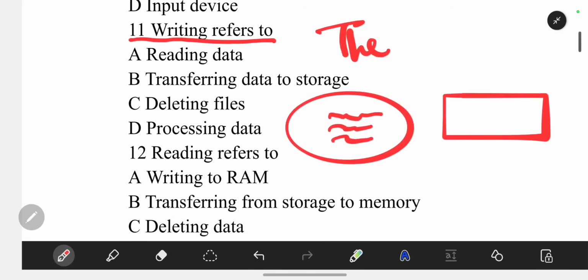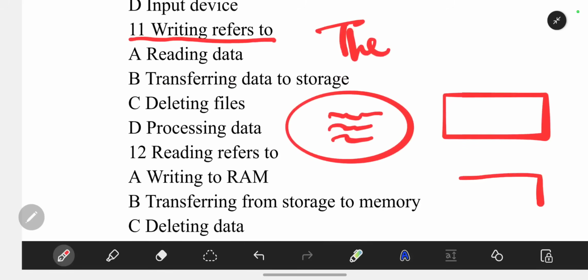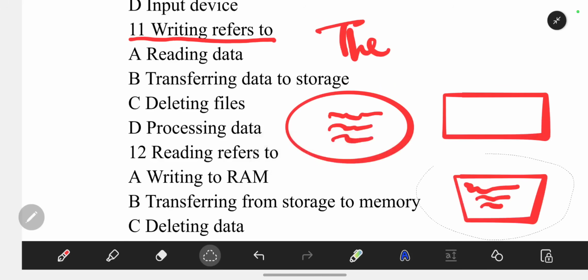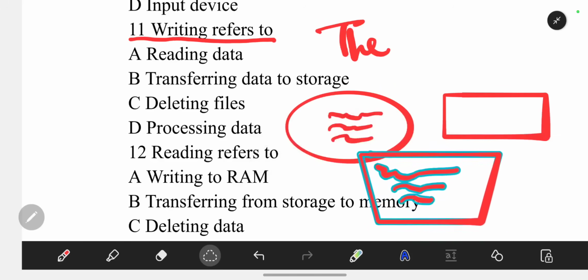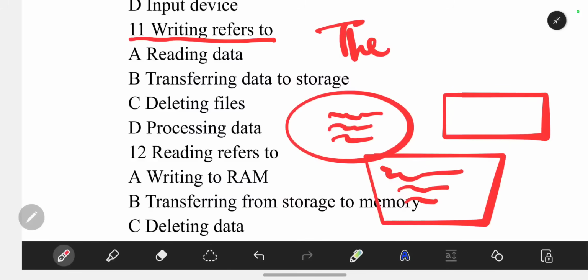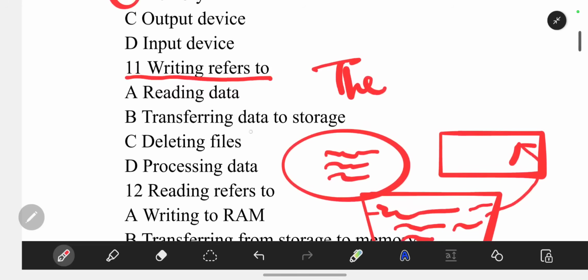Like for example, let's imagine you have been sent a word text. There is a word text in the hard drive or maybe a flash drive, and it has got words. You get that information on your PC, then you add certain things that were missing, then you put it back in your flash. That simply means you are writing. So writing is transferring data to the storage from the CPU.